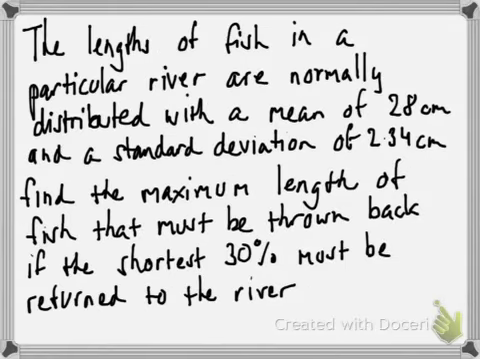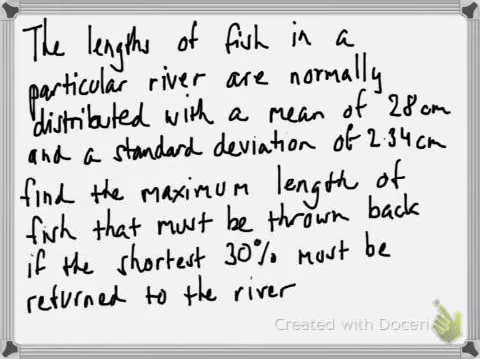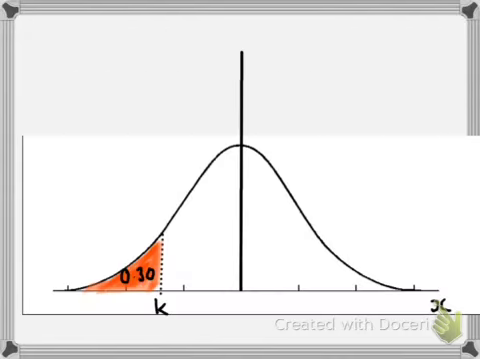Now, a more practical situation. The lengths of fish in a particular river are normally distributed with a mean of 28 and a standard deviation of 2.34. Find the maximum length of fish that must be thrown back if the shortest 30% must be returned to the river. Okay, so here we are. The shortest 30% is there, below that value k. So let's make sense of it again.